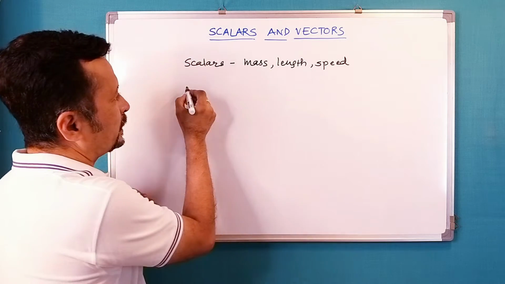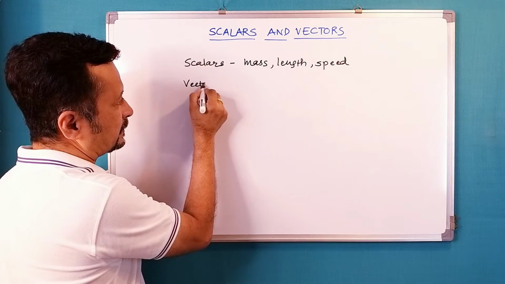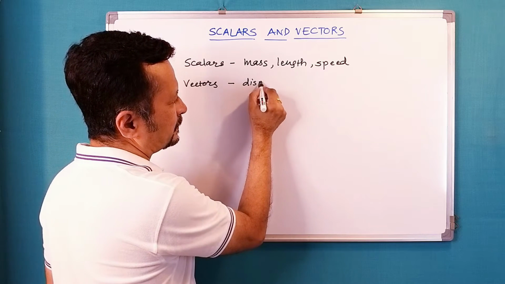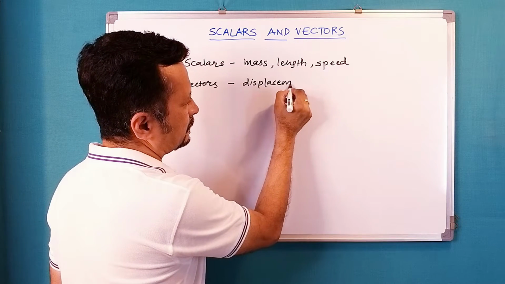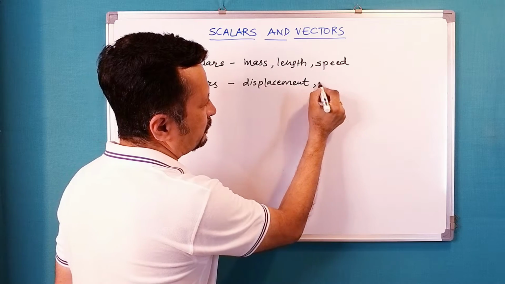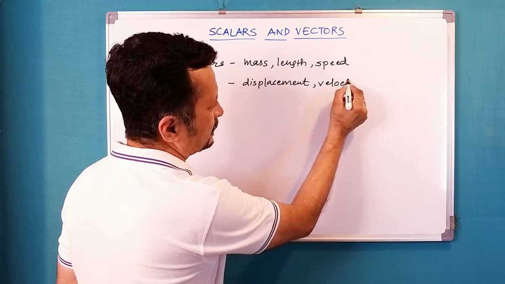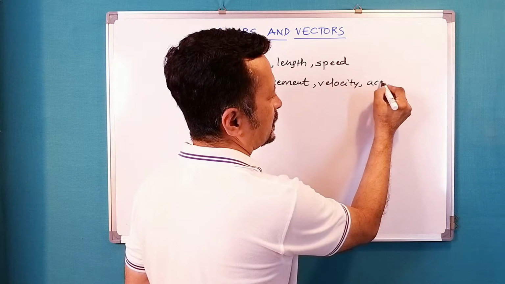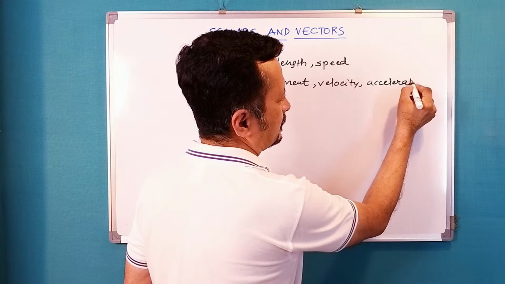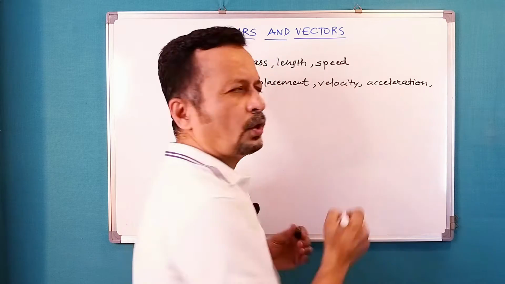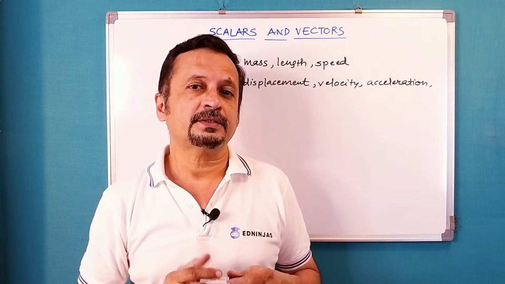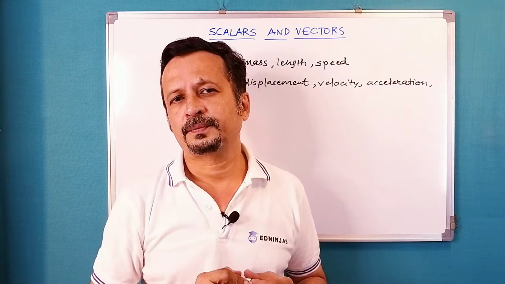But then what are vectors? Vectors would be displacement, or then velocity, acceleration, or momentum, and so on. Now for vectors there are a few things that we need to remember.